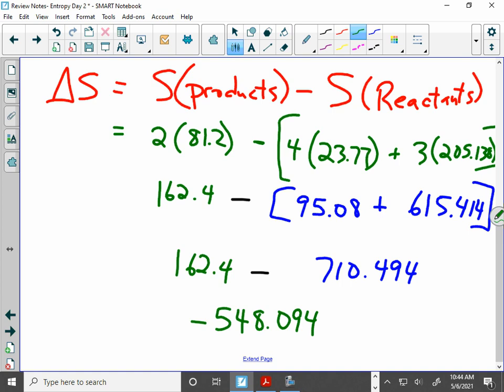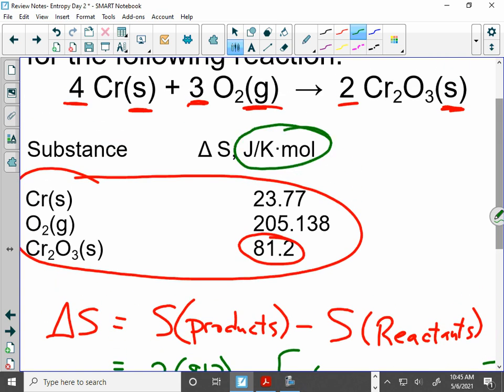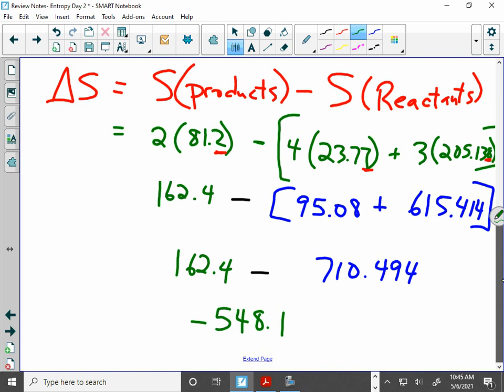And when I'm looking at this, I need to sig fig this. So I'm doing addition and subtraction. So I go back up to my original values and I look and I say, okay, this value is in the thousandth. This is in the hundredth. This is in the tenth. So I'm going to round it to the tenth. So I'm going to get negative 548.1. And my label, I come all the way back up here. My label is going to be this: joules per Kelvin times mole.